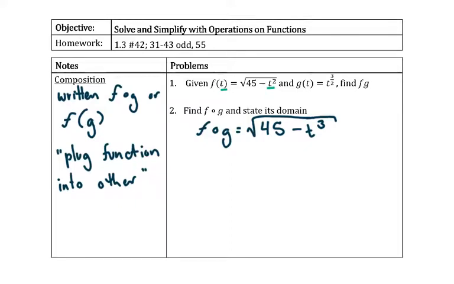First is the way you normally would: you're looking at something with a root, which means that it's going to have some restrictions on the domain. And so you can just start out by looking at the function that we came up with, root 45 minus t cubed. Now, since it's a root, we know that the material inside, 45 minus t cubed, has to be greater than or equal to 0, because we can't have a negative number in there.